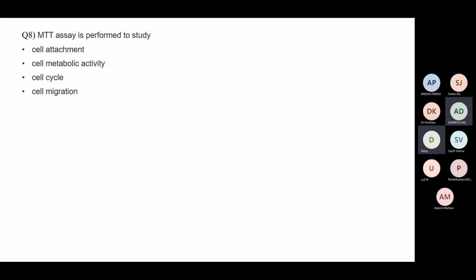Actually, it is used to differentiate a viable cell. Because of enzyme activity, this MTT will be converted into another product. From that we can understand the viability of the cell. So it's basically used to study the cell metabolic activity.